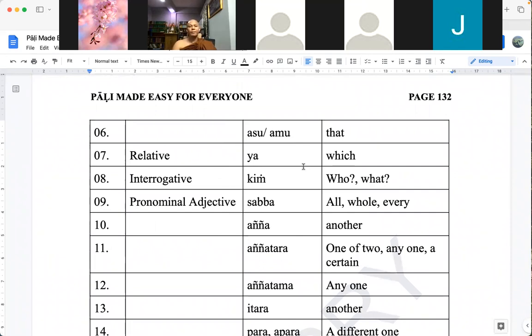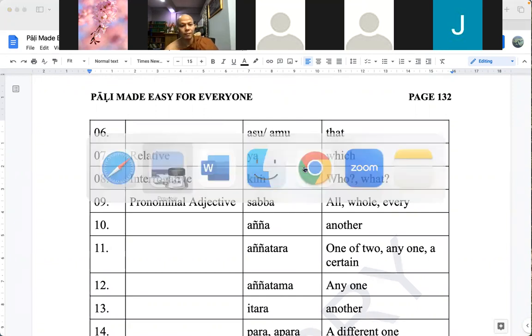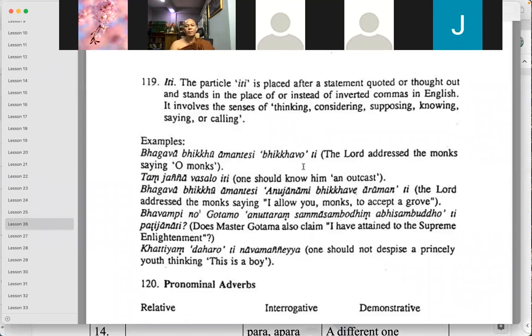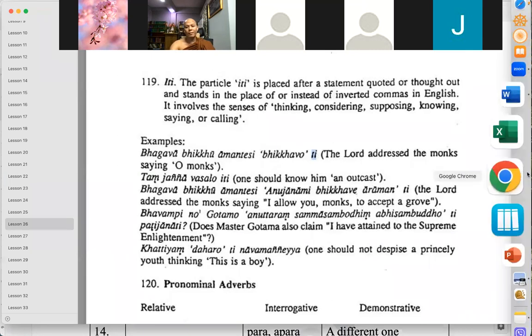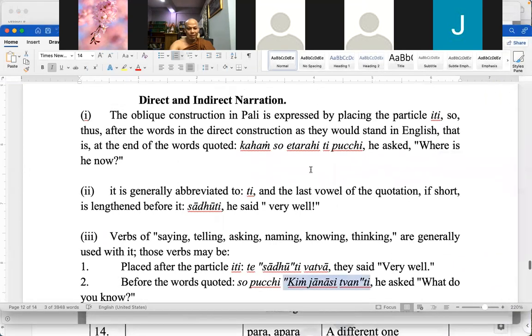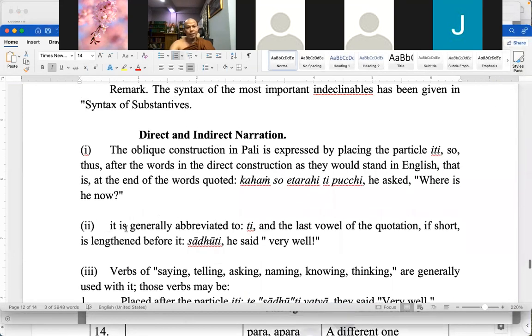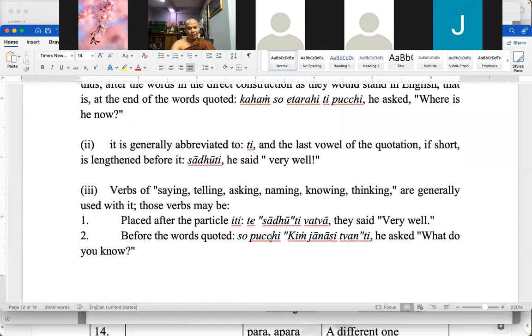And just a small point, Bante, about iti. For the quote, even though it is called iti, when we see the sentence after the quoted phrase, it is only ti, Bante, the i is dropped. Right. So that is here, you see. It is generally abbreviated to ti, like Sadhuti, by dropping the preceding vowel of the iti. So normally it will drop the i, Bante. Right. So that's all from my side, Bante. Thank you very much.